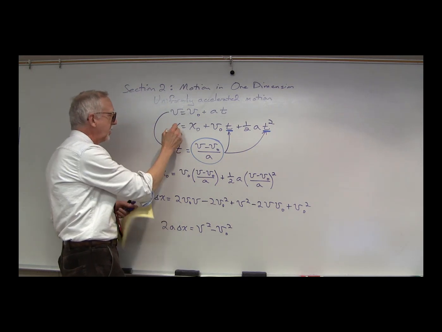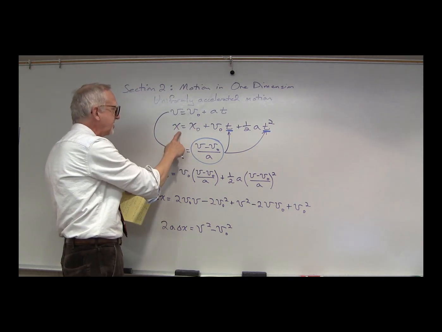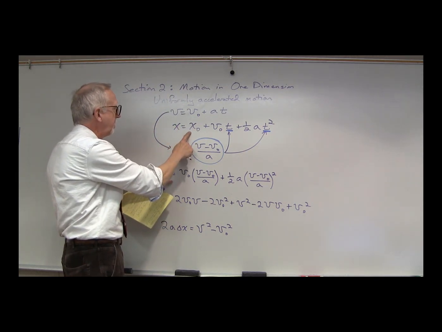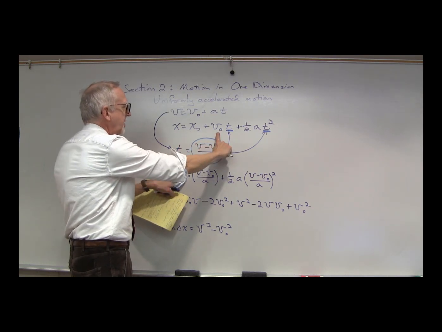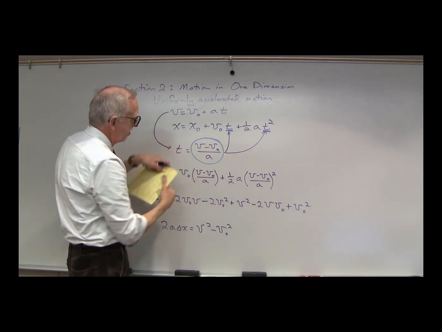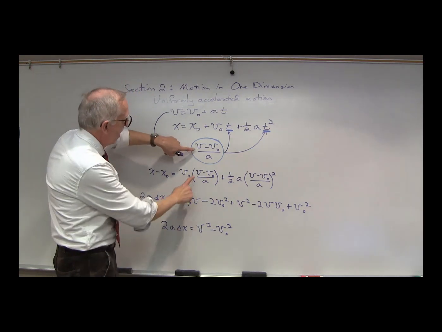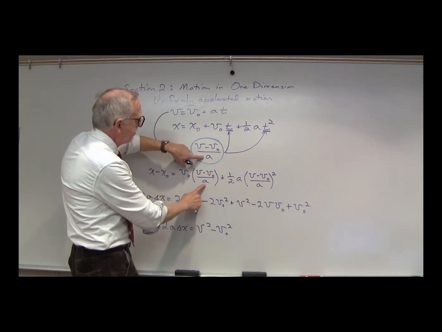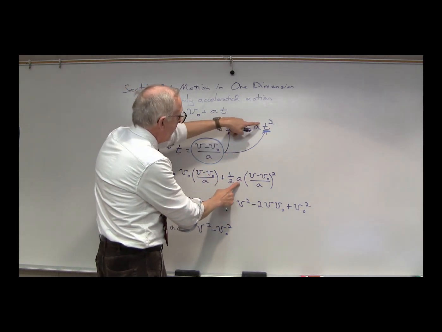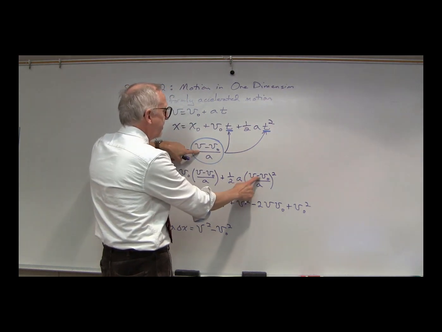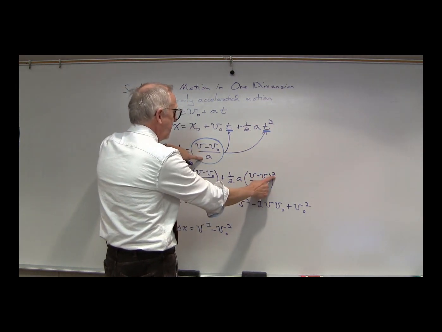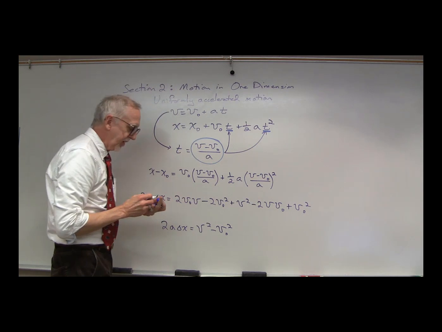So what do we get? We get x, I'm going to bring the x naught over here, x minus x naught equals v naught times (v minus v naught over a), plus 1/2 a times t squared, which is (v minus v naught over a) squared. Now I'm going to simplify this a little bit.